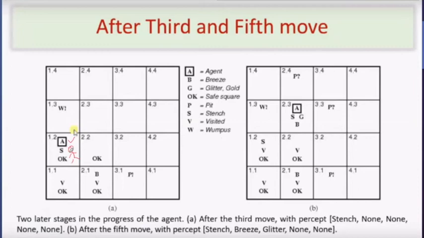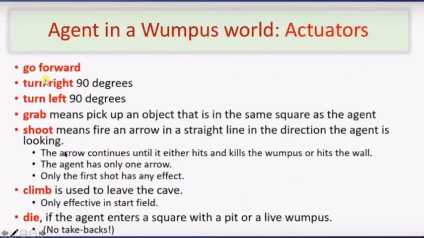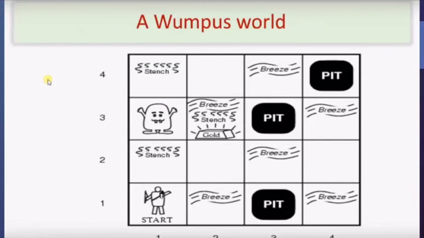Now if the agent is here, what will it perceive? Let's go to the diagram and see what it will perceive. So now my agent is here. What will it feel? It will feel a stench. Stench means a type of smell. That smell, it can definitely find out, is coming from the wumpus. It means that either in this direction, this direction, or this direction, there is a wumpus.